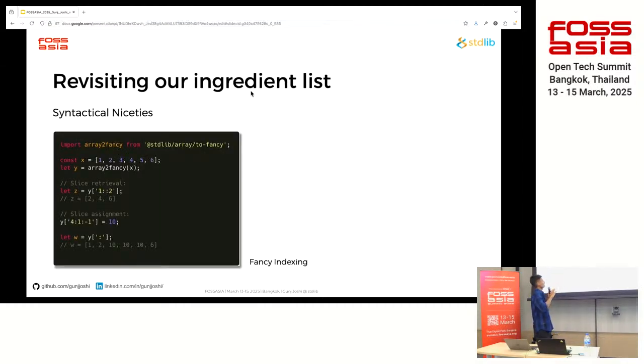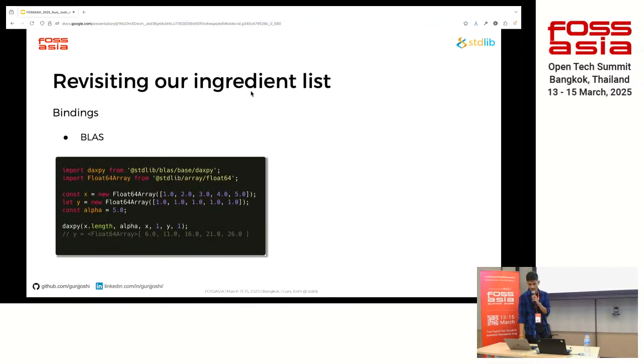Let's revisit the ingredient list that we saw earlier. We talked about syntactical niceties. Similar to how R has pipeline operators, stdlib comes with fancy indexing, just like we have in Python. This fancy indexing works in JavaScript similar to the Python version. We import the array-to-fancy function from stdlib, initialize the array, then retrieve the slices, assign the slices, and modify the array.